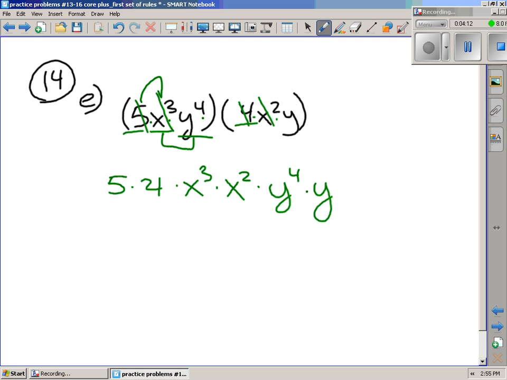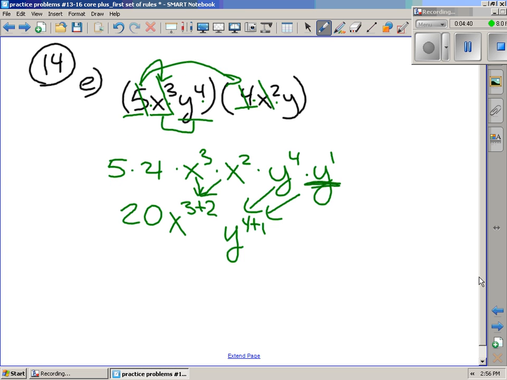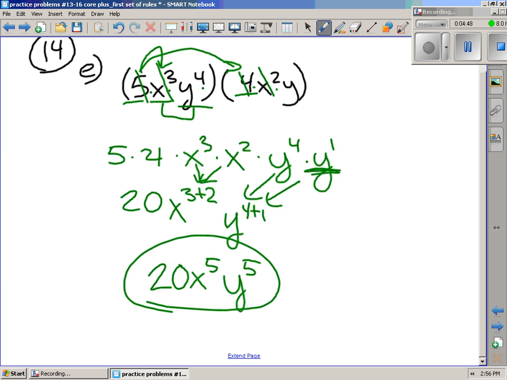Also, if I multiply 5 times x to the 3rd, it's just 5x to the 3rd. I can't simplify it. However, if I put it by 4, 5 times 4, that's 20. I can simplify that. x to the 3rd times x to the 2nd, bases are the same. You add the exponents. And then here, bases are the same. You add the exponents. And that y, you don't see a power, so you know that the power is 1. So this is 20 x to the 5th, y to the 5th.